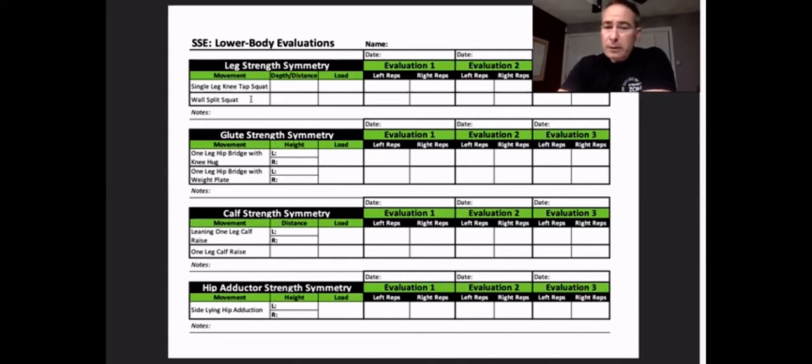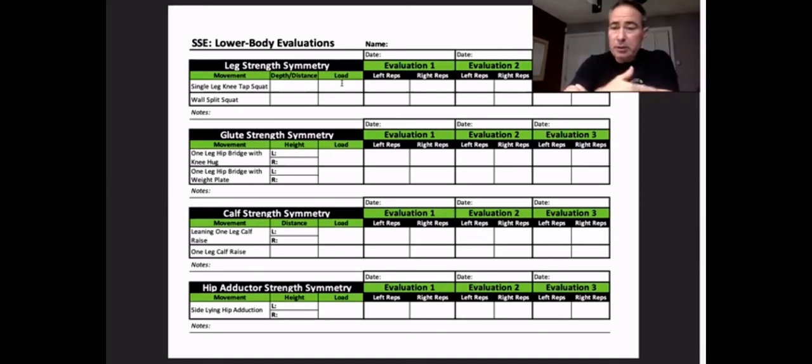For the wall split squat, you would look at distance, and it's the distance from the wall to the back of the heel of the working leg, which is the front leg. So of course you're going to match that left to right, but you also need to know how far that is to match it from evaluation 1 to evaluation 2. And that's what you use your yardstick for. And then the load is obvious.